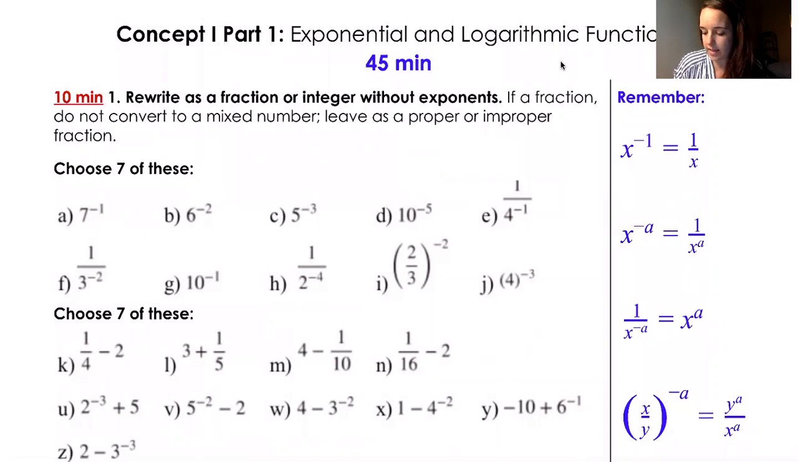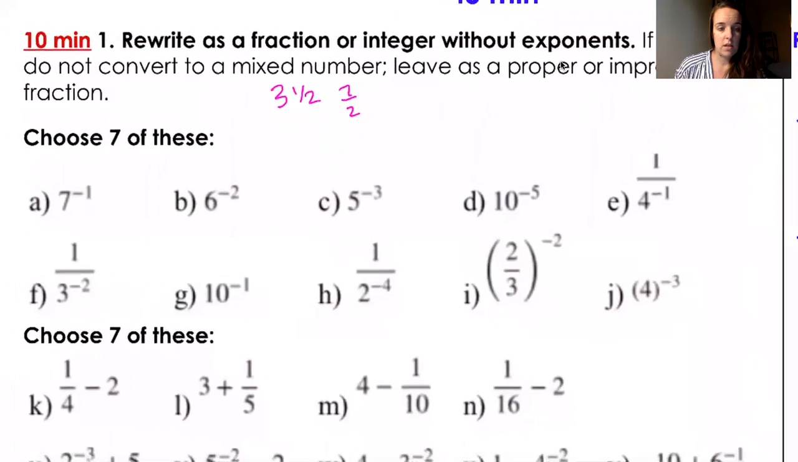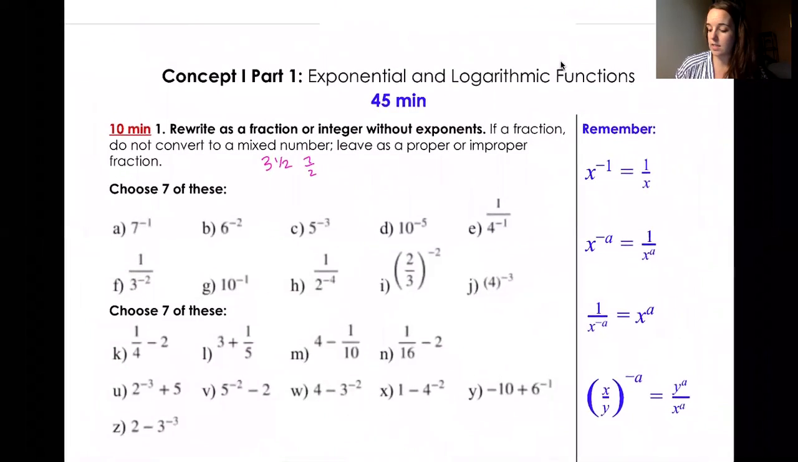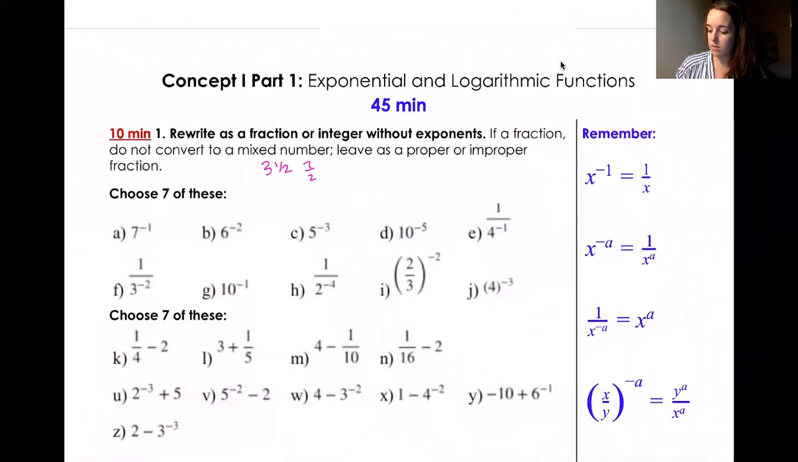So I don't want to write anything that's like 3.5. I would want to write that as 7/2 instead, because it says leave as a proper or improper fraction. So we're going to write them as fractions. Cool. So choose 7 of these first ones. So you have some notes on the side here in blue if you want to check those out.